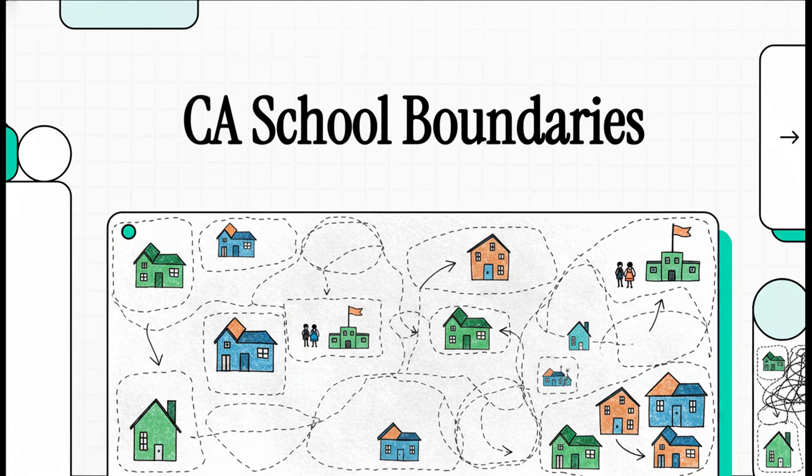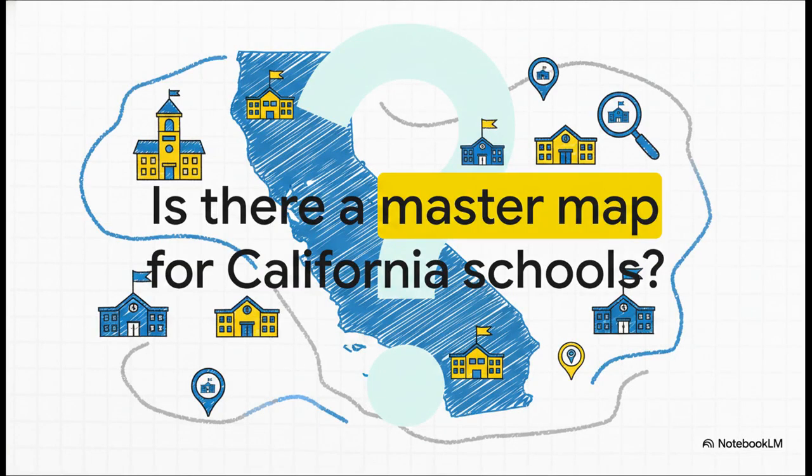So if you've ever moved or bought a new home in California and you've got kids, you already know the ultimate stress test. It's figuring out exactly which public school your child is going to attend. Sounds pretty simple, right? Just look up the map. But as we're about to see, California's school boundaries are a lot more complex than just drawing permanent lines on a neighborhood block.